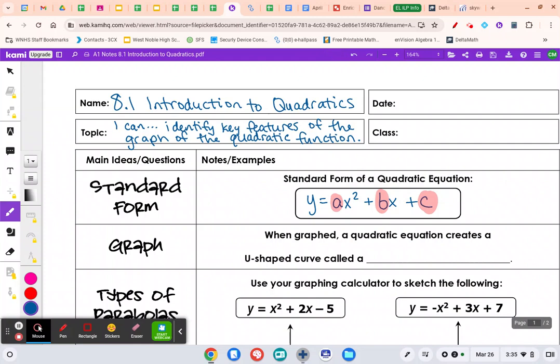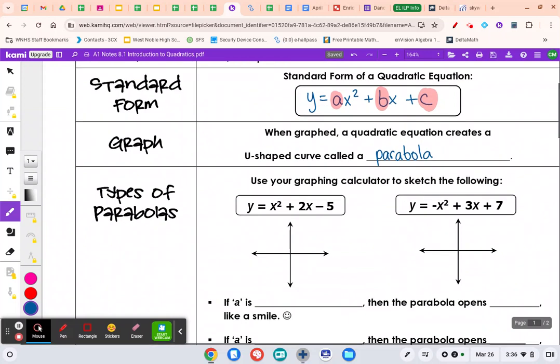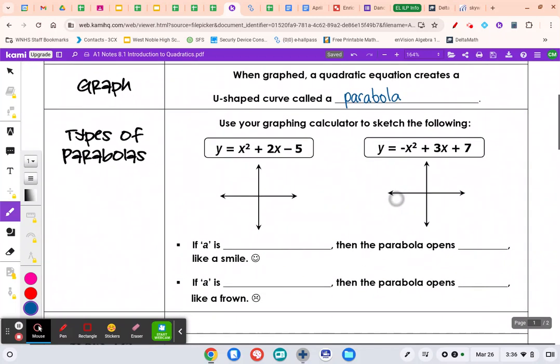Believe it or not, you can actually graph them. When graphed, a quadratic equation creates a U-shaped curve that is called a parabola. So we're first going to go through the different types of parabolas. If you want to, you can pull up Desmos graphing calculator and you can actually sketch these. Let me pull that up really quick.